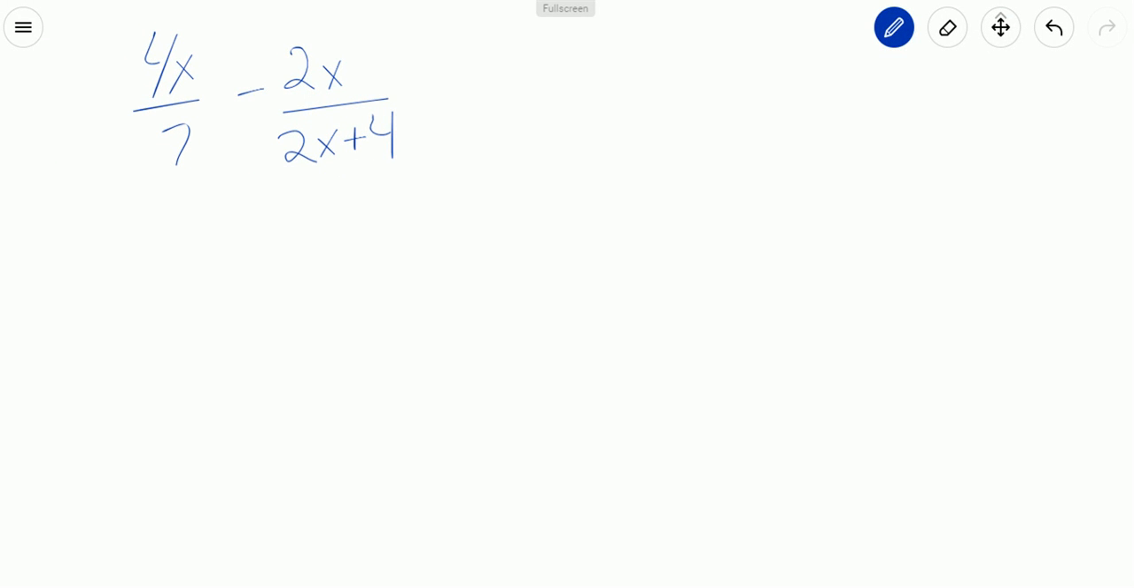Hey guys, tonight I'm going to be doing an Algebra 1 problem for you. This is a problem on solving rational equations. I'm going to be using the lowest common denominator method, or the LCD.